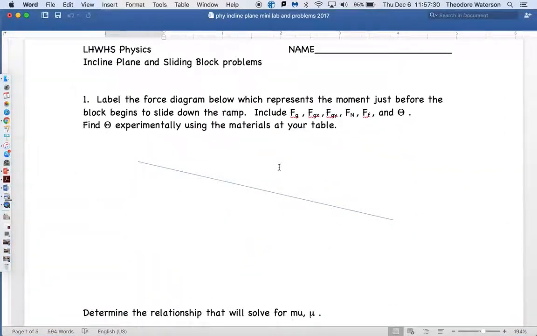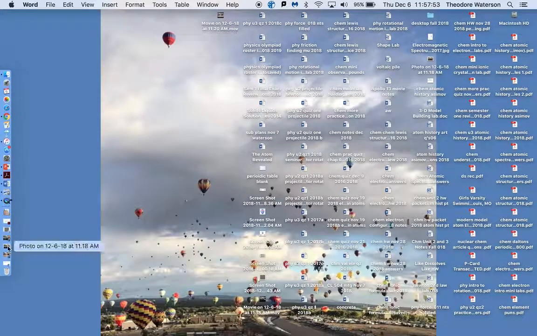Hopefully in class you were able to draw this little cart on an inclined plane and start to label the force diagram for that. But essentially what I want you to try to understand is the relationship between this angle of incline and the coefficient of friction.